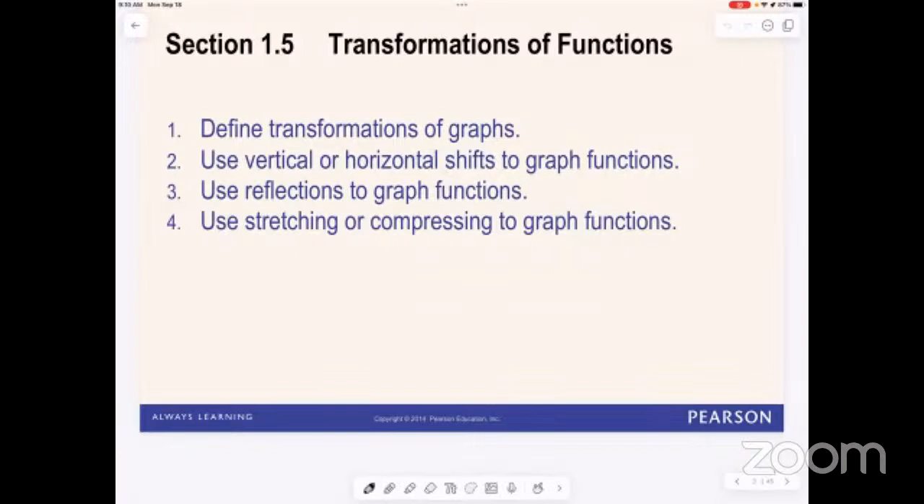graph functions. So I think last time we worked on section 1.4, which was a library of basic functions. Now we're going to take that collection of functions and apply these different transformations to them. This is how we do graphing in College Algebra. Okay, so let's look at this next concept.